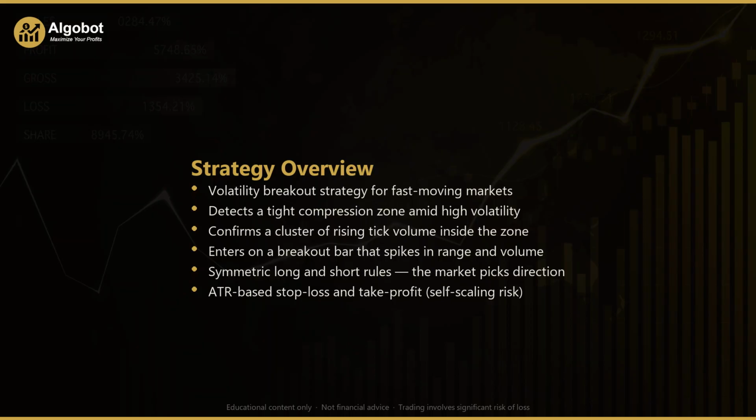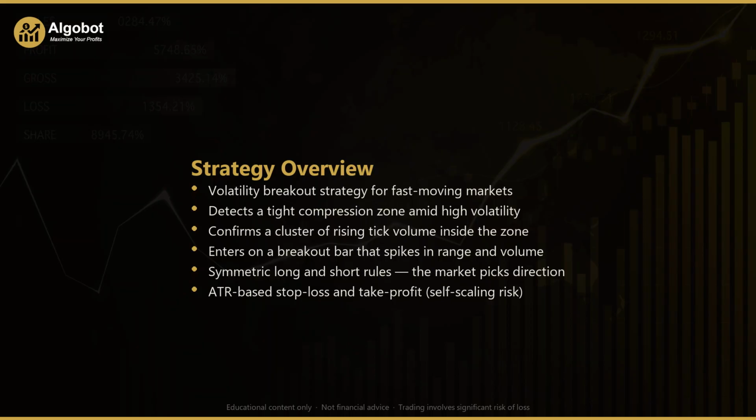At its core, this approach combines three ideas: a measure of volatility, a measure of participation, and a measure of price structure. For volatility, it uses the average true range, or ATR, which captures how much price typically moves in a single bar. For participation, it reads tick volume, which reflects how much trading activity is flowing through the market. For structure, it maps out a horizontal price band, a compression zone where price is coiling sideways.